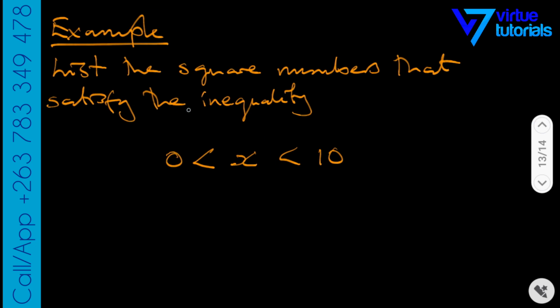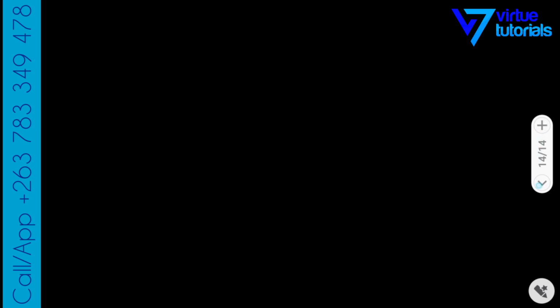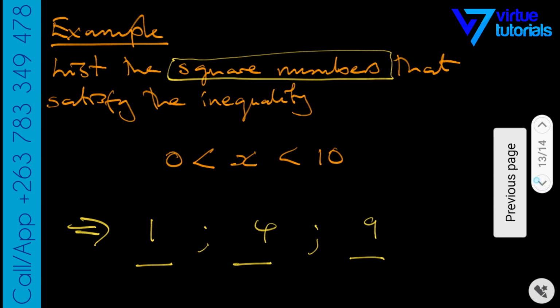List the square numbers that satisfy the inequality there, right? So our inequality now is numbers bigger than 0 but less than 10, right? So between 0 and 10. So what are the square numbers that are between 0 and 10? We have 1, 4, and 9. So 1, 4, and 9 are the square numbers that are found between 0 and 10, right? Bigger than 0, but smaller than 10. So that's that for the first part of inequalities, solving them.